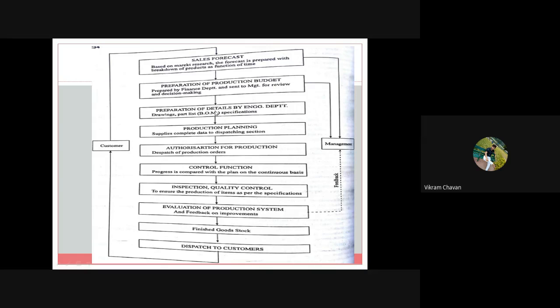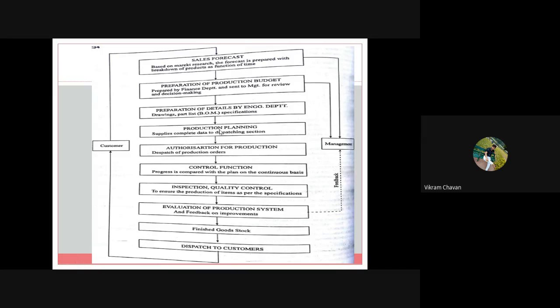Now this detailed drawing with the bill of material will be provided to the production planning department, or production planning section, where they will think about the resources and inventories, and they will generate the orders for the inventory. These orders will be provided to the dispatching section. Whatever the requirements of production planning, the orders will be generated accordingly.